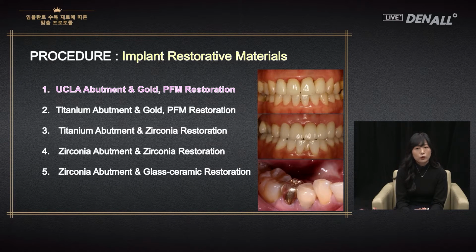First, I'm going to talk about UCLA abutment with gold and PFM restoration, which is the conventional restorative material. For cement-type implant prosthesis, to prepare for the case where the restoration may need to be removed, non-eugenol resin-type temporary cement is used. Also, when final cementation is required, in the case of gold and PFM restoration, they're opaque, therefore RMGI cement or self-curing resin cement should be applied.